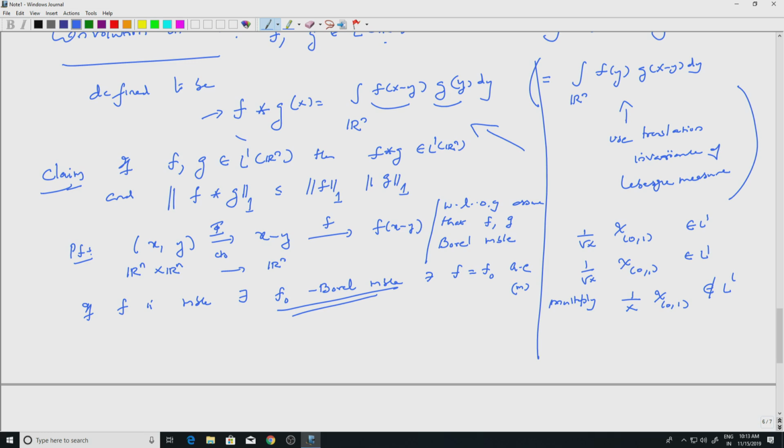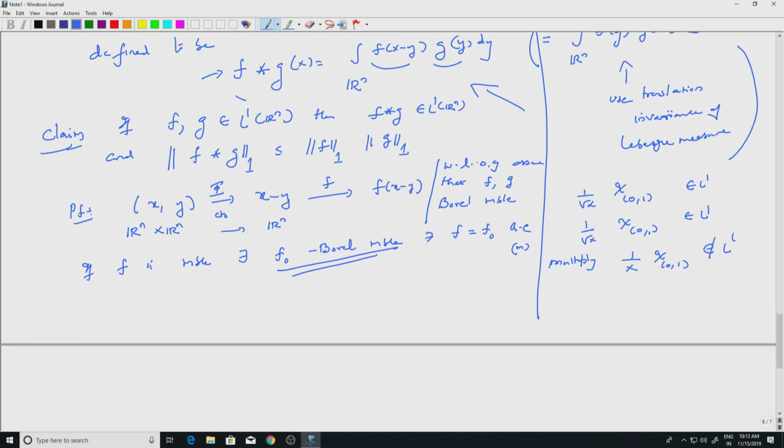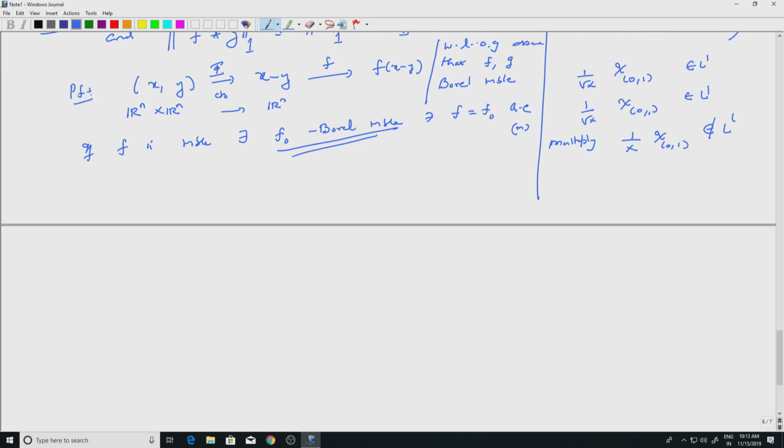All right. So now if I go back to these maps, I have (x,y) going to x minus y, which is a continuous map, and then f, which takes it to f of x minus y. So this is a Borel map, Borel measurable.